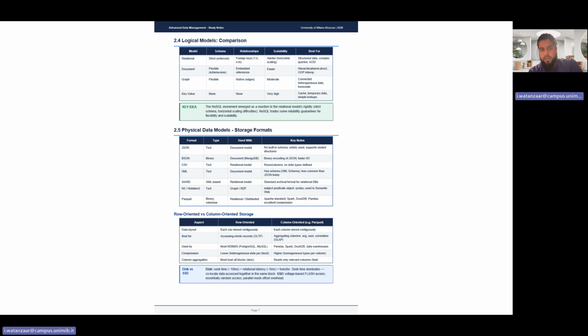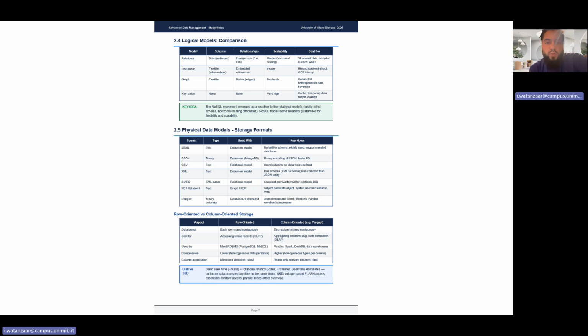Last but not least, key-value. Its schema is none. I mean, there is no schema concept. As we discussed, this basically works on a cache. And relationships are none here also. The scalability is very high because it is in memory, or at the cache level. So it's best for cache, temporary data, or simple lookups.